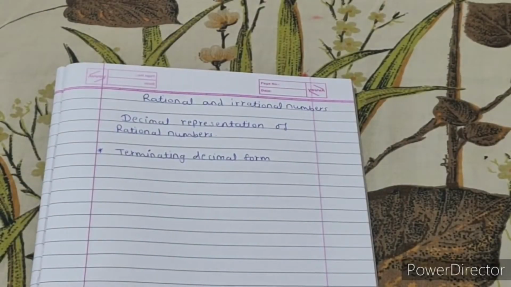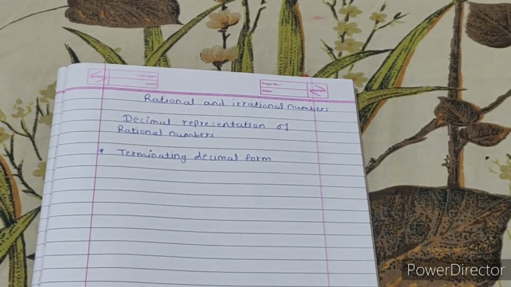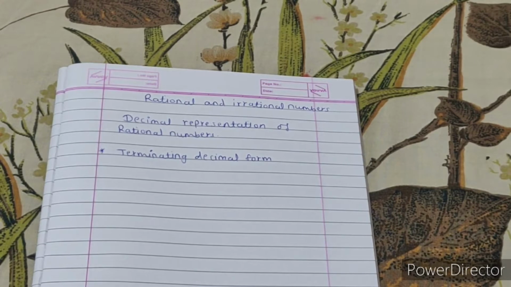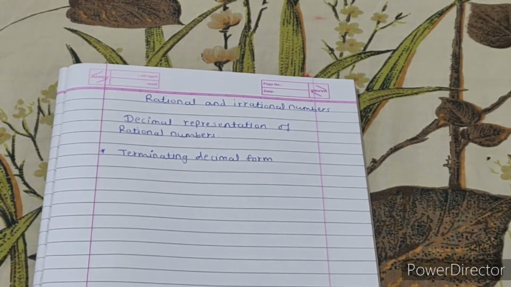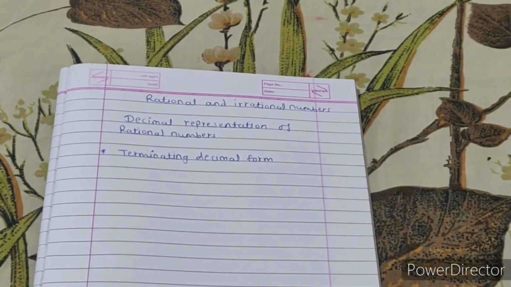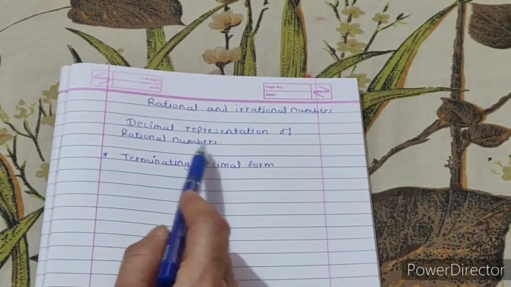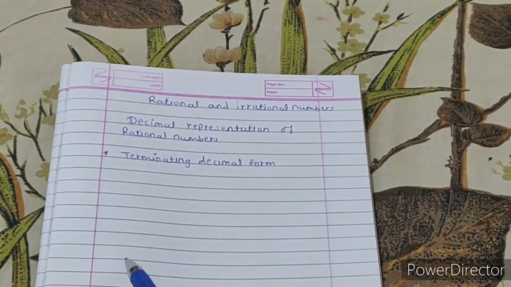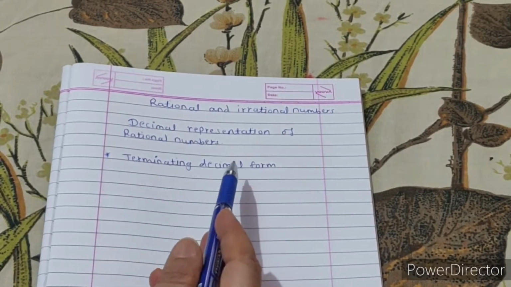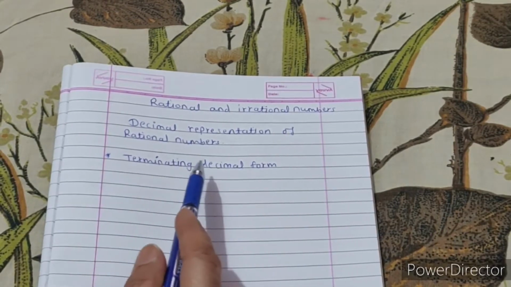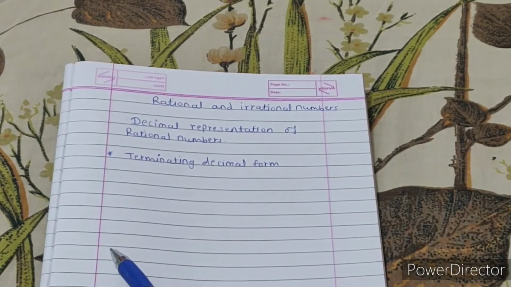Hello friends, in this topic, rational and irrational numbers, in the previous lecture we have discussed how to compare two rational numbers. Now we are going to discuss the next part, that is decimal representation of rational numbers. Decimal representations may have two types. One is terminating decimal form and the next is non-terminating.